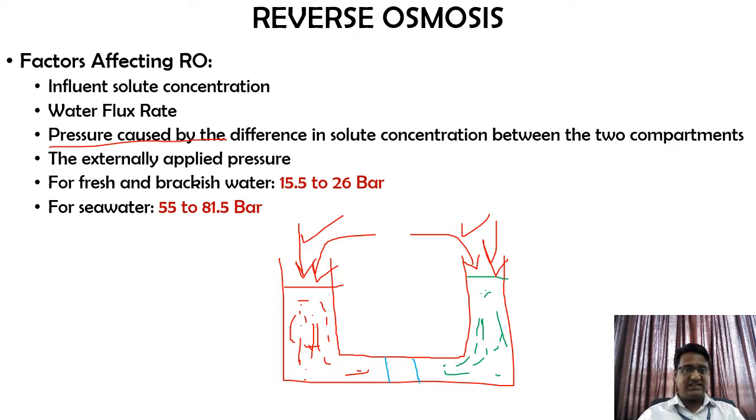The externally applied pressure, so that is the second one. How much is naturally available is one thing, how much additional pressure you are going to apply is going to be the second thing. For reference, for fresh and brackish water, the pressure application will be around 15.5 to 26 bar, till that your reverse osmosis is going to work. And for sea water, where the concentration of dissolved solids will be quite high, this pressure difference can be up to 55 to 81.5 bars.